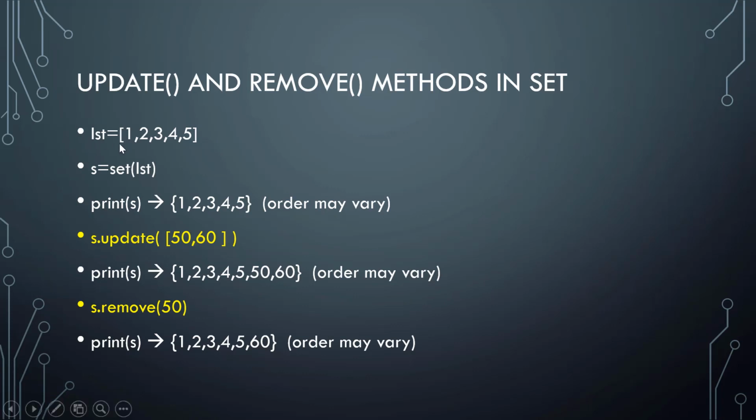Print s. We got 1, 2, 3, 4, 5. The order may vary, of course. Now s.update of 50, 60. In the update function, we have to pass square brackets because it's kind of a list implicitly; that's the syntax we have to follow. Then 1, 2, 3, 4, 5 plus 50, 60. Of course, the order might be different. You may get 50 in the middle and 60 at the last, or 50, 60 may come first. It can be anything. But what we have done here is that update is possible.